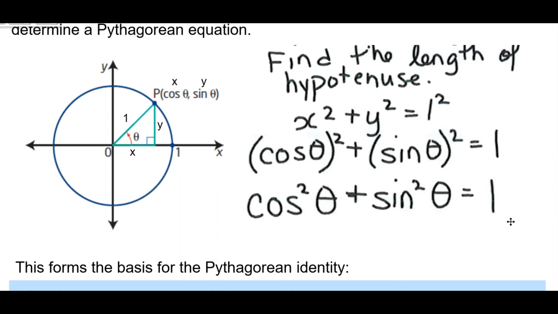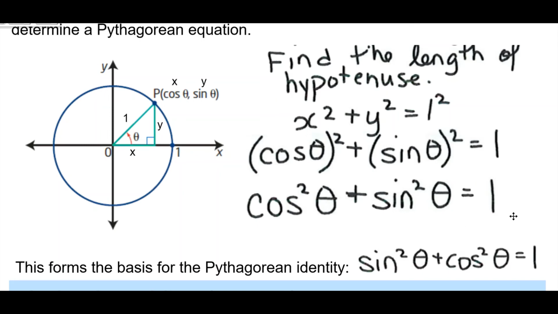This is the basis of the Pythagorean identity. So this is another thing that is always going to work no matter which value I put into those equations as theta. This is going to be something that holds true. So this is our first Pythagorean identity: sine squared plus cos squared equals 1.